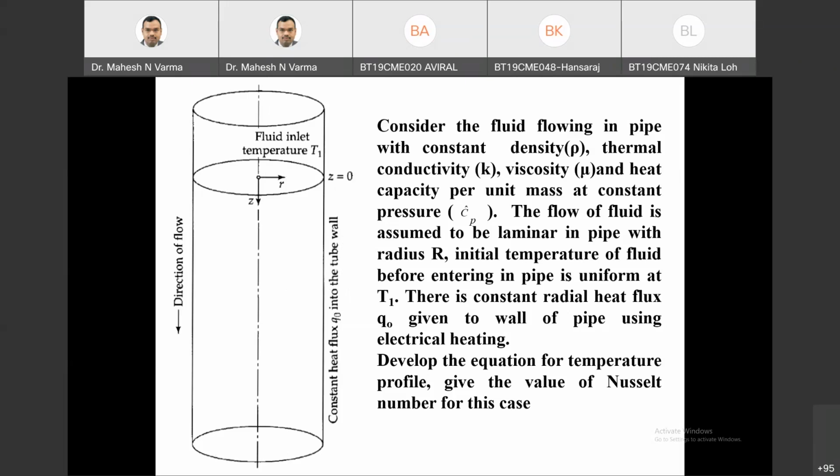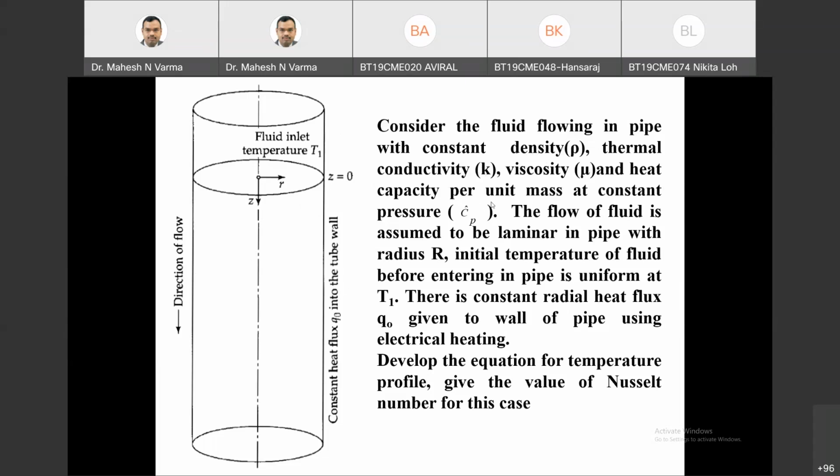Now we need to develop the temperature profile for this water. How temperature will change in different directions, the temperature profile. That is the problem. So consider a fluid flowing through a pipe with a constant density rho and thermal conductivity K. This is the thermal conductivity of water. The density and viscosity are of water, flowing through the hollow pipe.